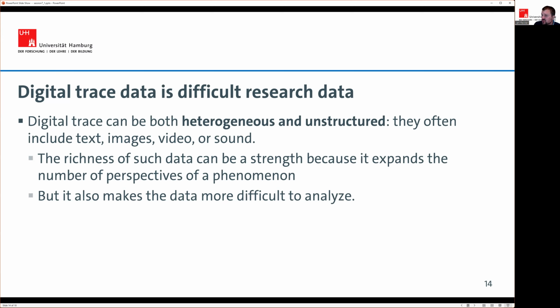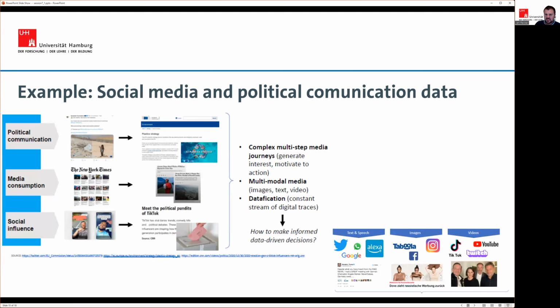But of course, unstructured heterogeneous data is very difficult to analyze. You can't just straightforwardly put that into a statistics tool, for example, right? How do you analyze a bunch of TikTok videos, for example? Just to give you one example to clarify, this is from a study done at the University of Hamburg.